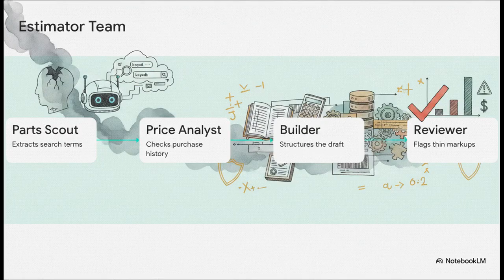Now, a massive risk with AI is hallucinations, right? Especially when you're pricing out customer estimates. So the builder created this estimator team pipeline featuring 4 distinct roles with strict checkpoints. First, a cheap AI acts as the parts scout to extract search terms. Then, a deterministic price analyst takes over. This isn't an AI, but a hard-coded rule that checks the actual historical purchase database so the AI literally can't invent costs. Third, a complex LLM acts as the estimate builder to structure the draft. And finally, a deterministic margin reviewer flags any thin markups. It's this perfect blend of AI speed with hard-coded mathematical safety.